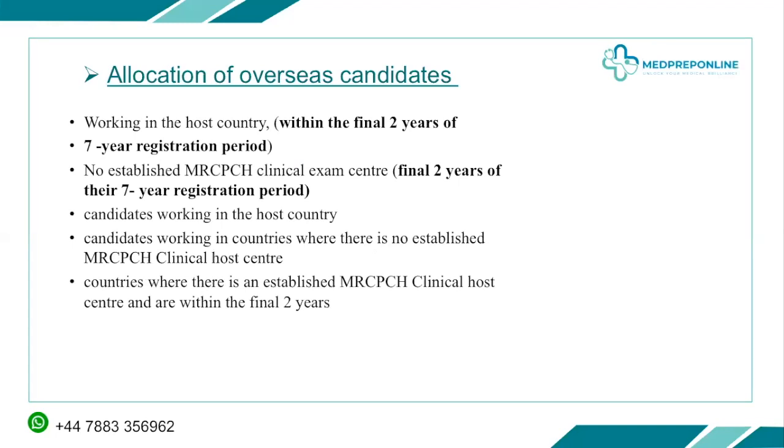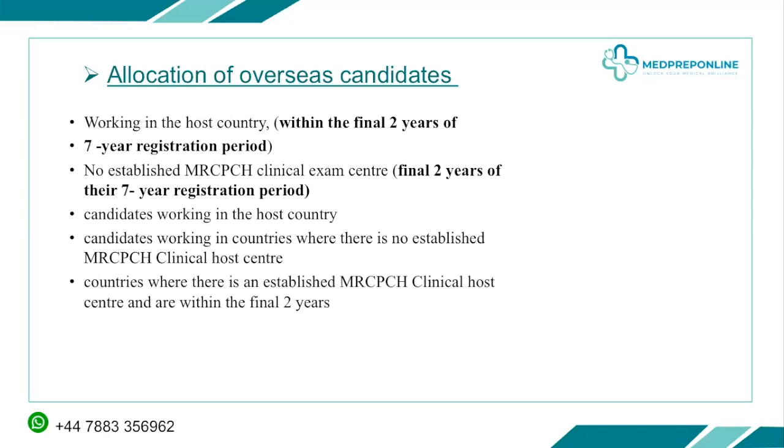So what does the host country mean? Suppose you're working in Oman and you're also living in Oman and you want to apply for the exam in Oman. You will be given the preference. So the candidate who works in the host country and has 2 years left in the 7-year period, which means 5 years have already passed, has high chances of getting a space.